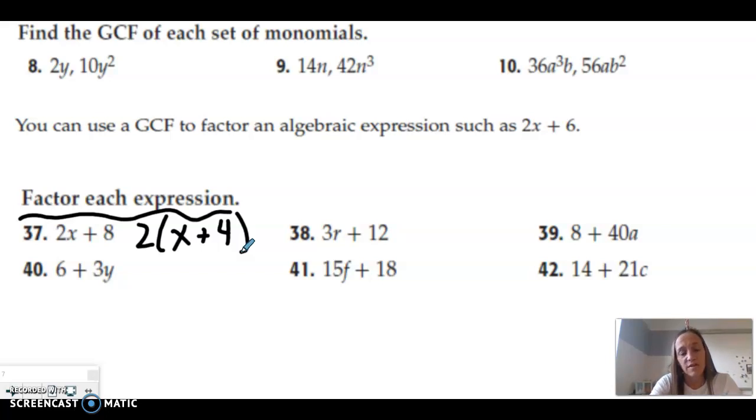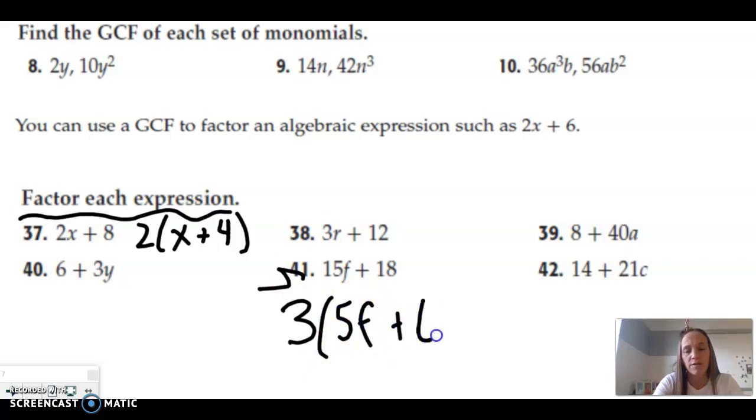So the reason this is here is because when you factor these, you need to be factoring out the GCF. So for example, we could do this one. 15f and 18, they both would divide by 3. And in parentheses, that would leave me with 5f plus 6. And then again, just check it to make sure it matches back up.